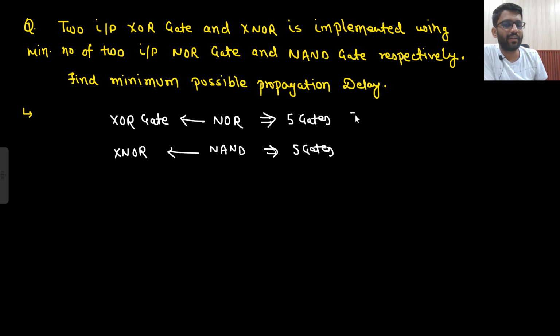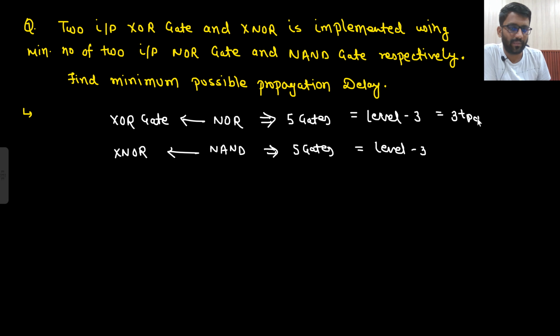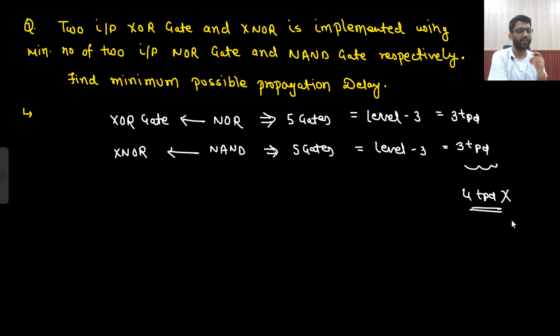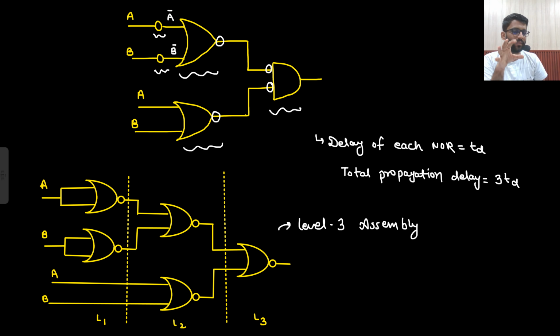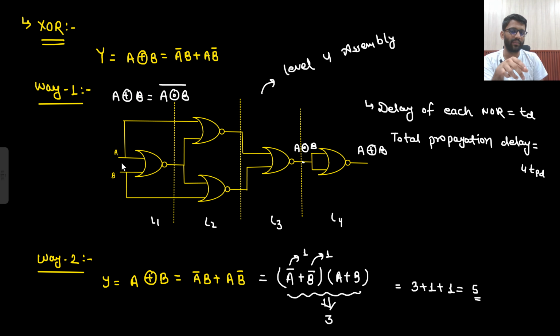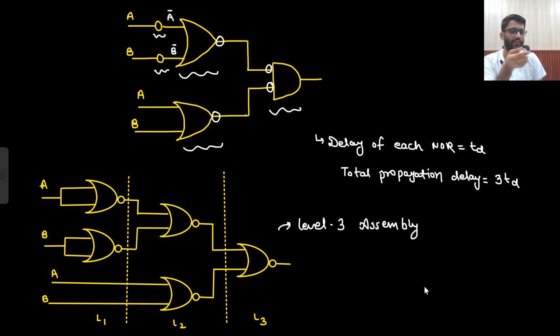What will be the minimum propagation delay? For minimum propagation delay, you need level 3 assembly. So the answer will be 3 TPD, not 4 TPD, right? 4 TPD would be wrong. Why would this be wrong? Because this is the minimum delay. If we need minimum delay, then I will go with this structure, not with this structure. I will go with this structure if I need both operations, XNOR and XOR. But if I need only one operation, then I will go with this structure.